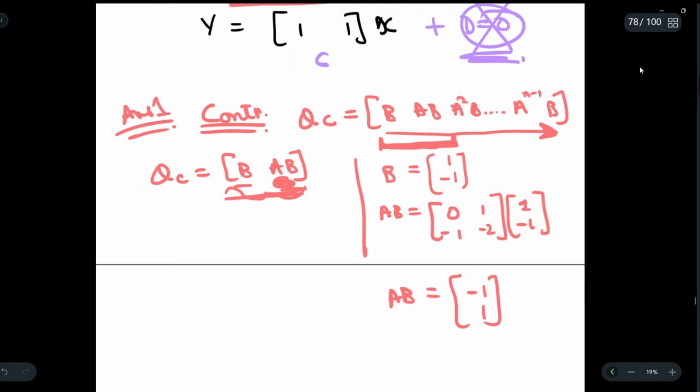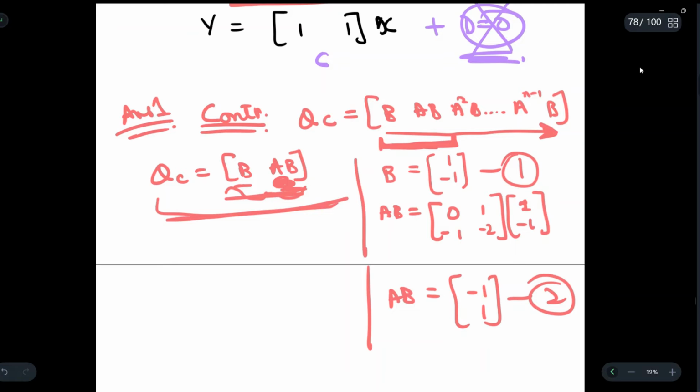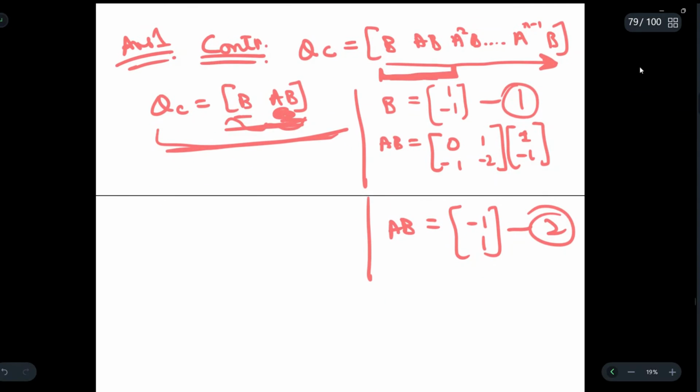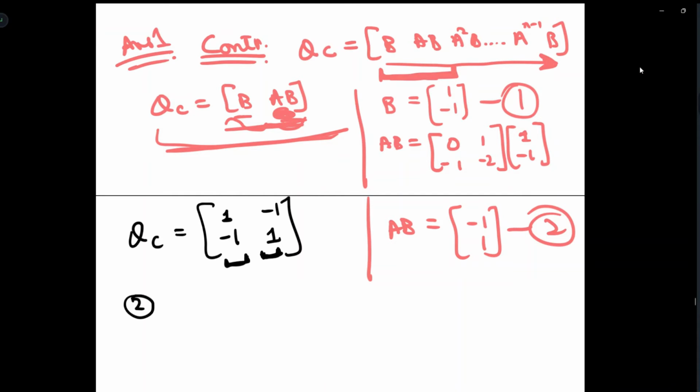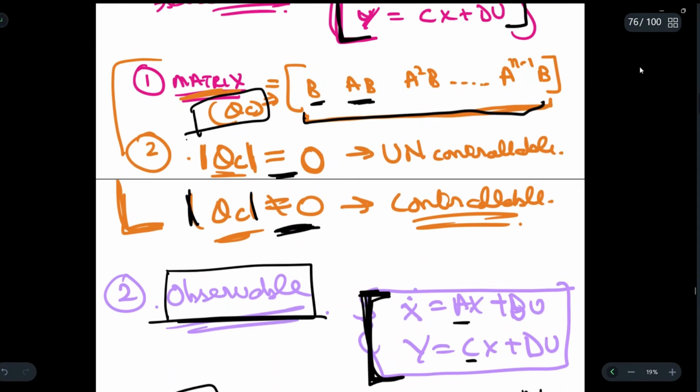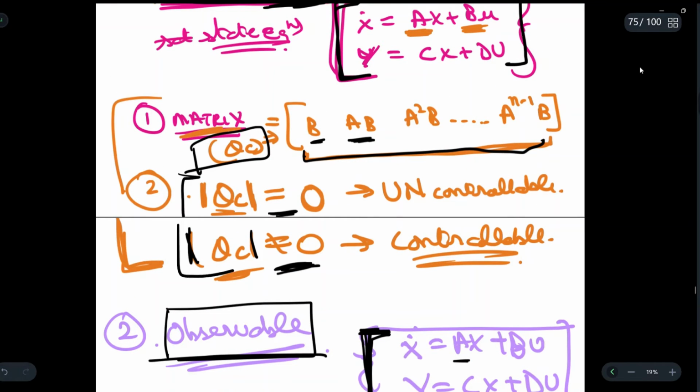Now what we will do is, we will simply put this part 1 and part 2 in this matrix. That is, now we will write the QC matrix as 1, minus 1, minus 1, 1. That is, this part represents the AB matrix multiplication and this part simply represents the B matrix. Now we will come to the second step that we have to do in order to find out the controllability. As we discussed above, in order to find out the controllability, we will now find the determinant of this matrix QC.